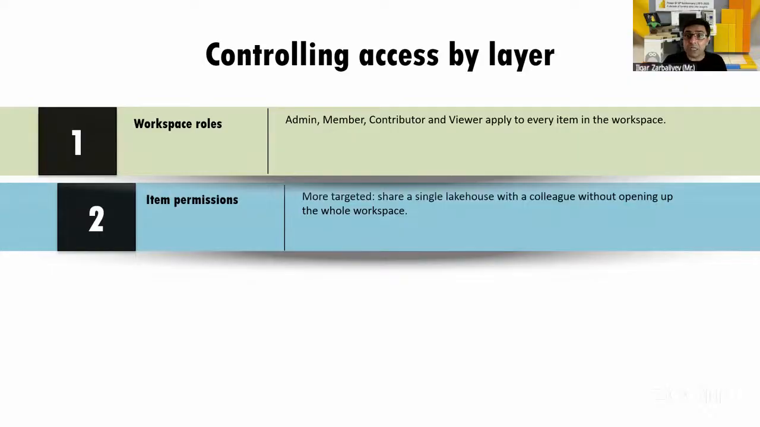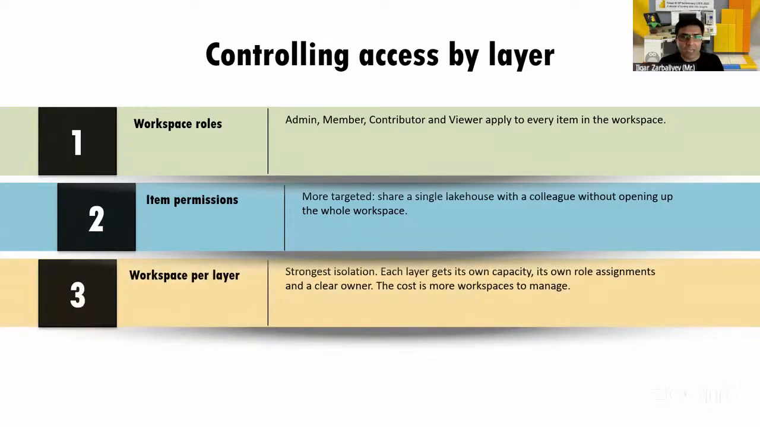Fabric gives you two levels of control. Workspace and item permissions come first. Workspace roles, admin, member, contributor, and viewer, apply to everything in that workspace. Item permissions are more targeted, so you can share a single lakehouse with a colleague without giving them the entire workspace. If you need stronger isolation, put each layer in its own workspace, as we discussed earlier. Own capacity, own roles, clear ownership, at the cost of more workspaces to manage.